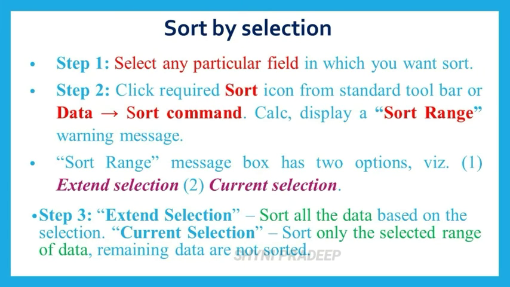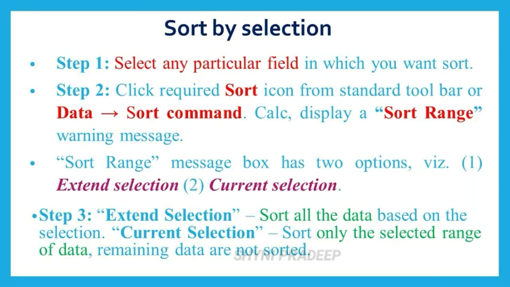First, you have to select the particular field that you want to sort. After that, click the sort icon from the standard toolbar. Otherwise, select the data sort option. Then the sort range warning message will be displayed on your screen. The sort range message box has two options. What are they? Extend selection, current selection. Extend selection means sort all the data based on the selection. Current selection means sort only the selected range of data. Remaining data are not sorted.